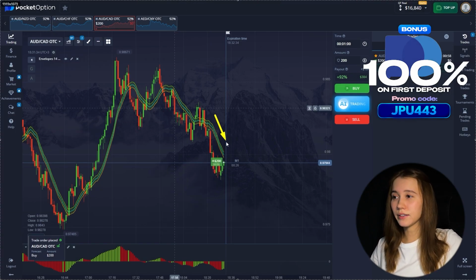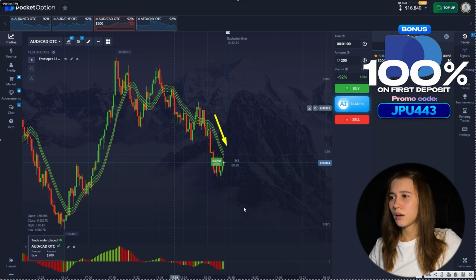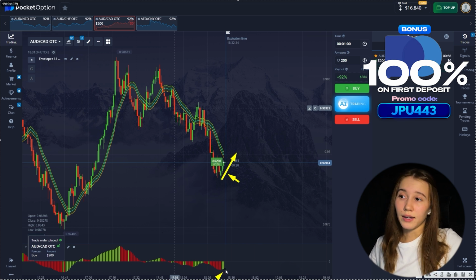We see an up deal here, but the trend is downward. By the accelerator, we see that we have to open an up trade.